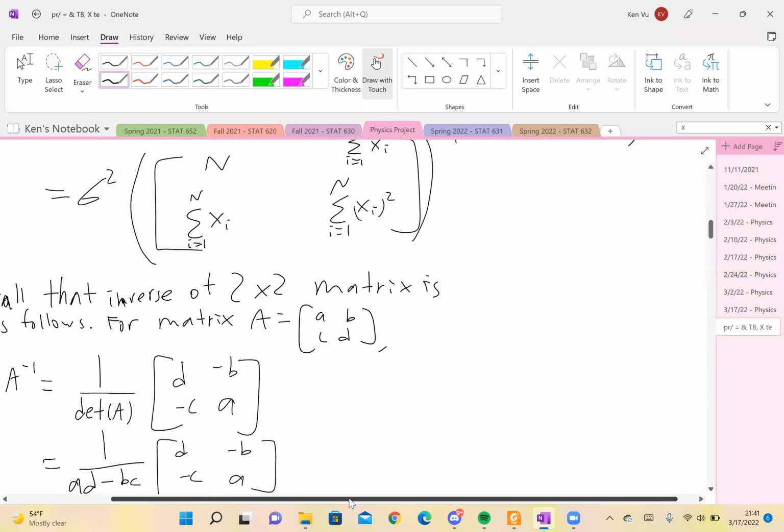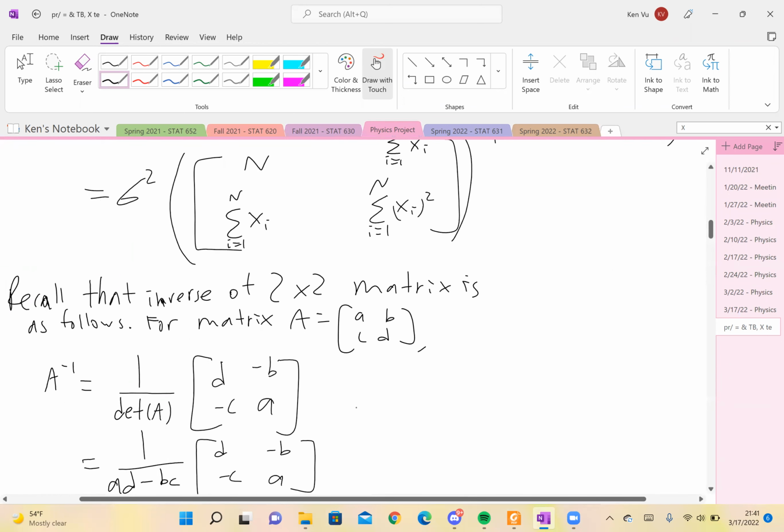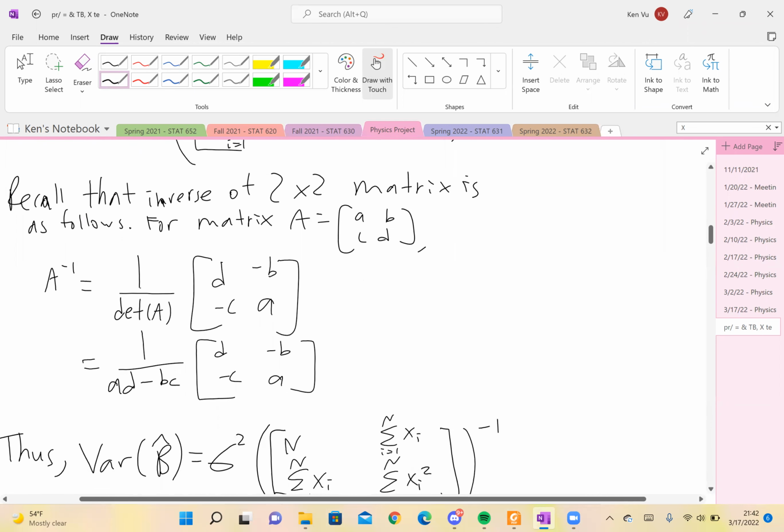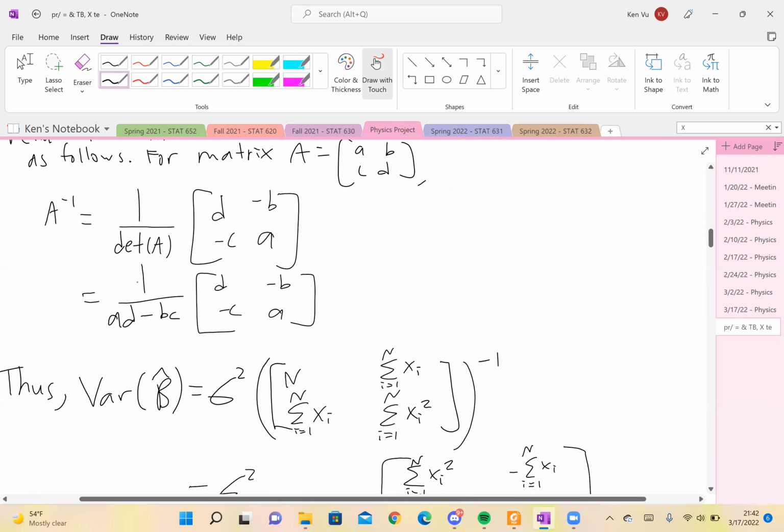Now, if you remember from the lecture earlier about the inverse of a 2 by 2 matrix, given a 2 by 2 matrix A with elements a, b, c, d, the inverse of A would be 1 over the determinant of A times this matrix here, where you have in the first row d and negative b, and then the second row negative c and a. Essentially, you just switch the positions of certain elements, and then you change the sign of the off-diagonal. And the determinant is just equal to ad minus bc.